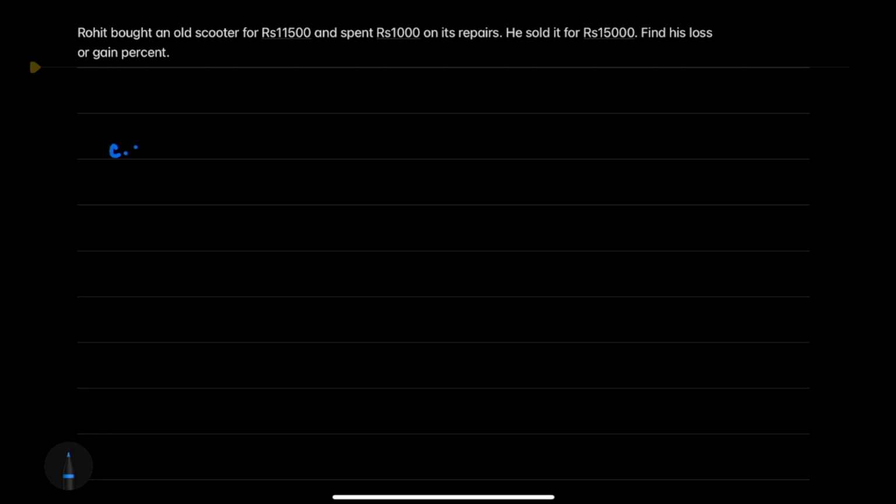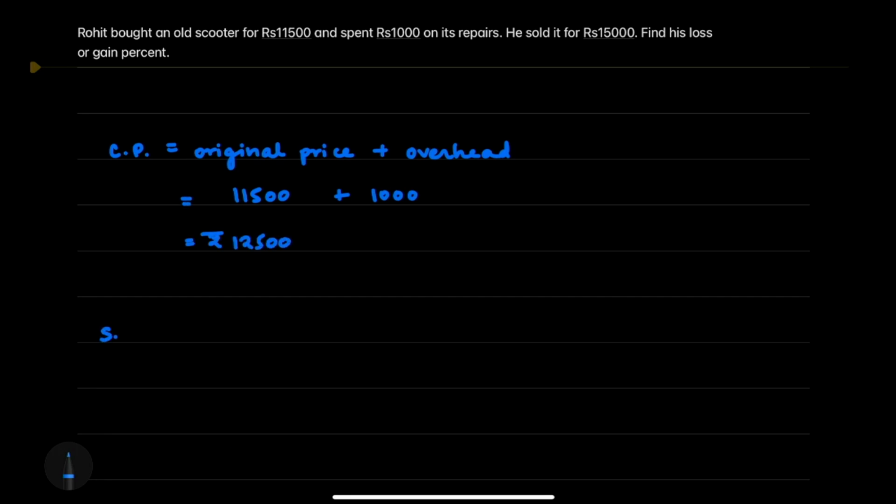So let's see. The cost price of the scooter would be the original price plus overhead. And here the original price is 11,500 and the overhead is 1,000. So that comes out to be 12,500 rupees. The selling price has been given, and that is 15,000 rupees. So here we see that the selling price is greater than the cost price. So Rohit has incurred a profit, and that is 15,000 minus 12,500, and that comes out to be 2,500.